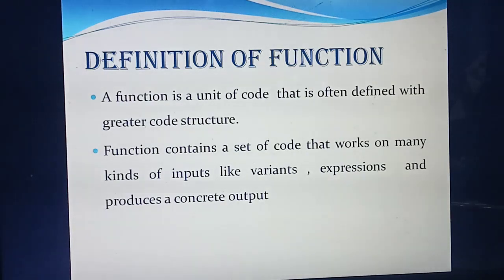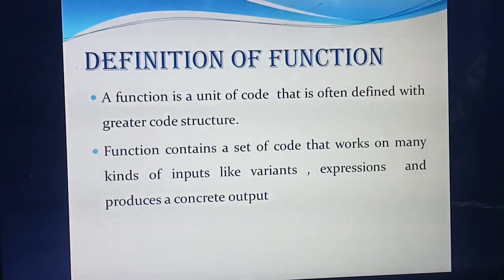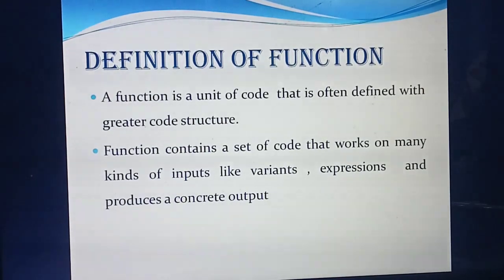In a program, more lines will be there, isn't it? Among those lines, you are using the function as only a small part or single unit of code. For example, in a program containing 100 lines, you may write a function for only 4 or 5 lines. That you can call a unit of code. So read the first point: function is the unit of code defined within a greater code structure. Understood the first point?